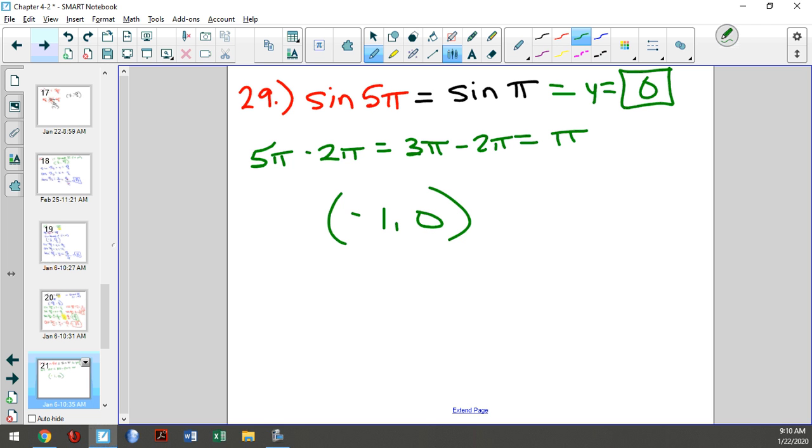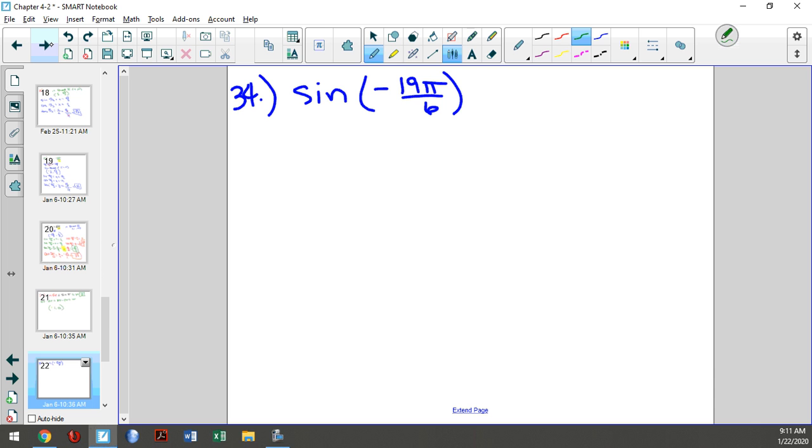We good? 5 pi is over 2 revolutions on the unit circle, which is why you had to subtract 2 pi 2 times for you to find the equivalent on the unit circle between 0 and 2 pi, which is pi. Okay? Keep going. 34. 34 says that it's the same exact thing.